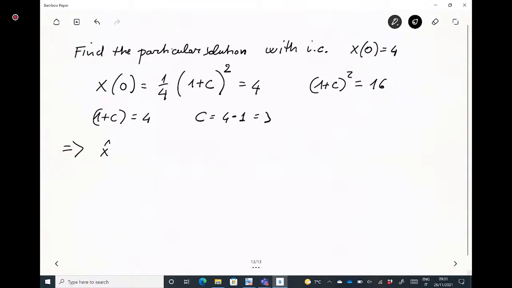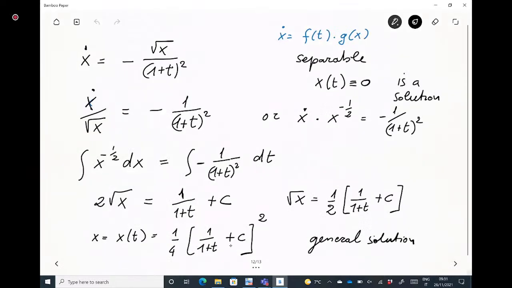So the particular solution, usually the particular solution is not denoted by just x, but x hat, for instance, just to denote it, which is 1 among the infinitely many solution curves to the differential equation. x hat of t is equal to, go back into the previous expression, replace c with 3, 1 over 4 times 1 over 1 plus t plus 3 squared.